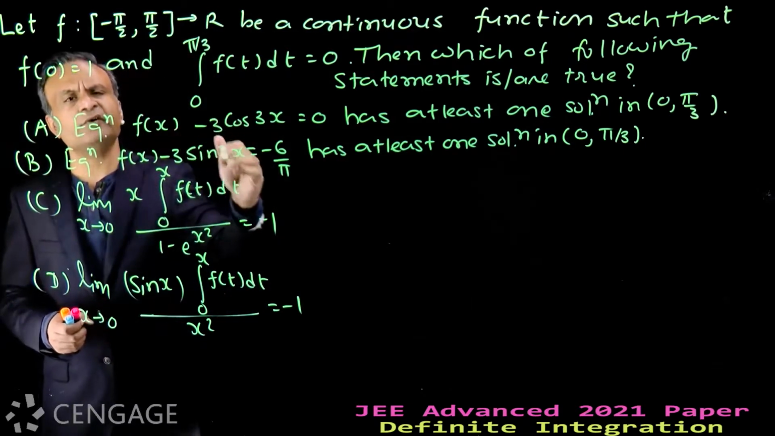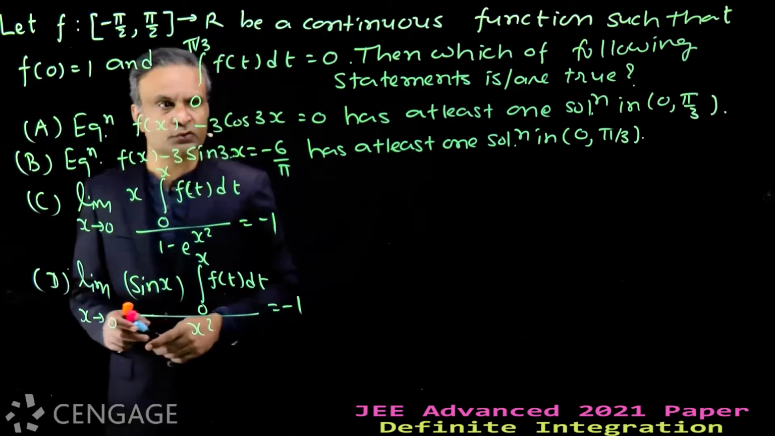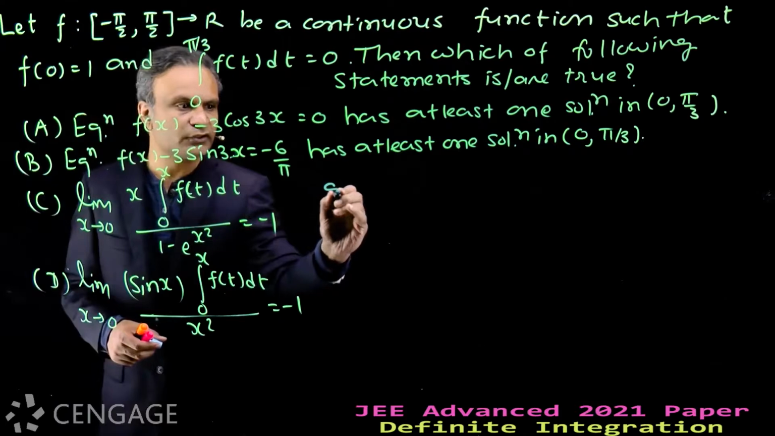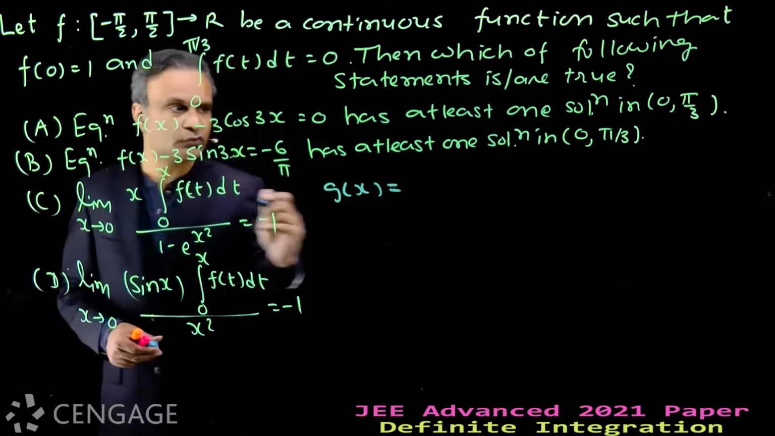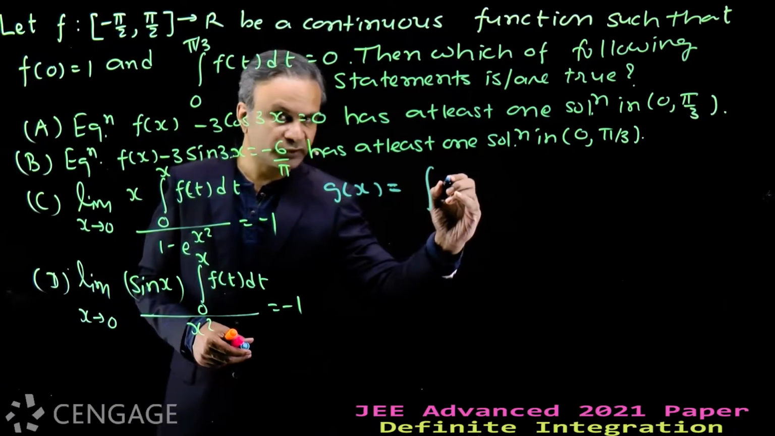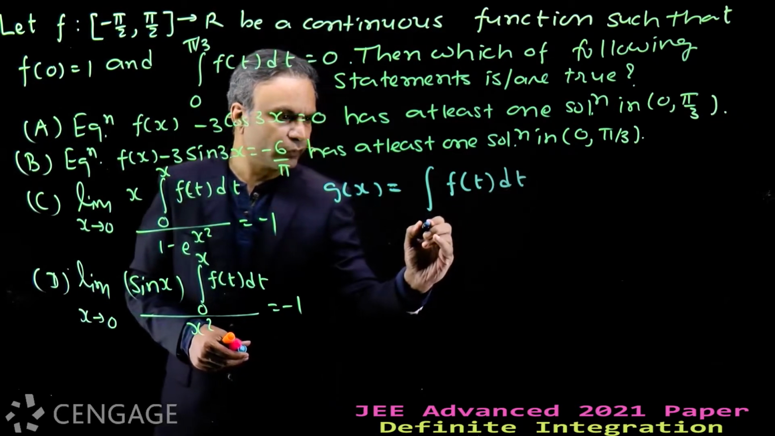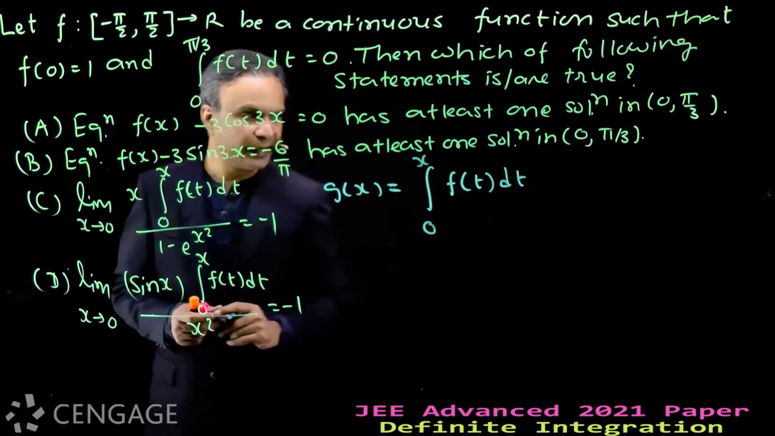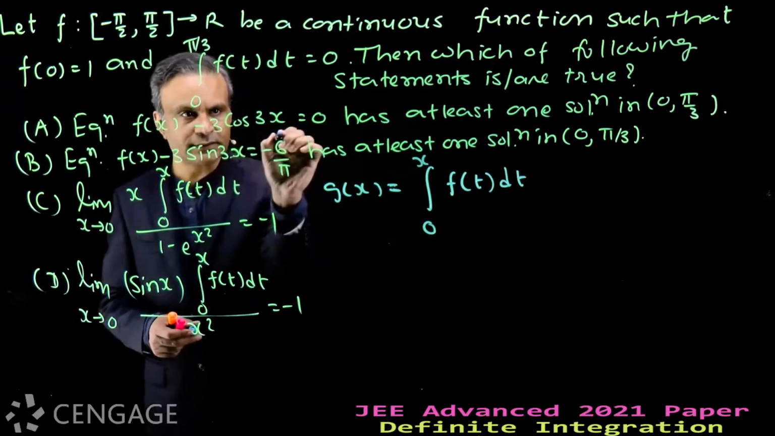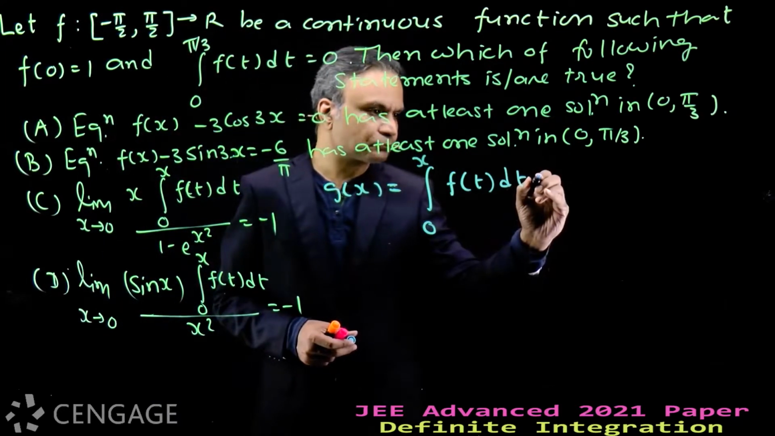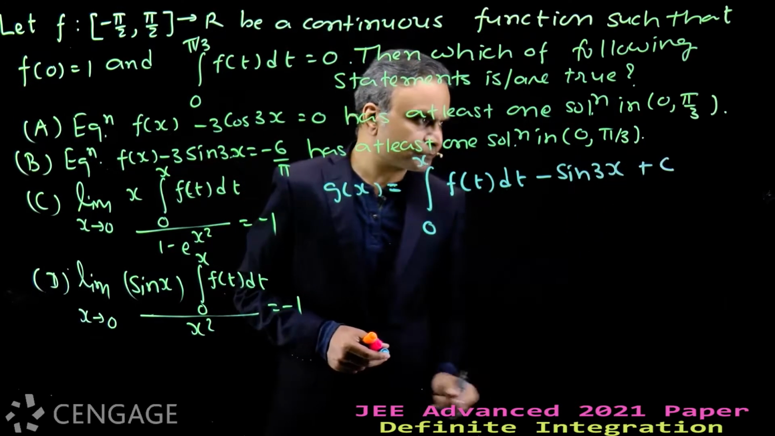In that case, this must be the derivative of some function which becomes 0 in the interval 0 to pi by 3. So we create a function g(x) whose derivative is this function. Here we have f(x), so we create a term with the integral of f of t from lower limit 0 to upper limit x. The derivative of this will be f of x. And this is the derivative of sine 3x. We add some constant.